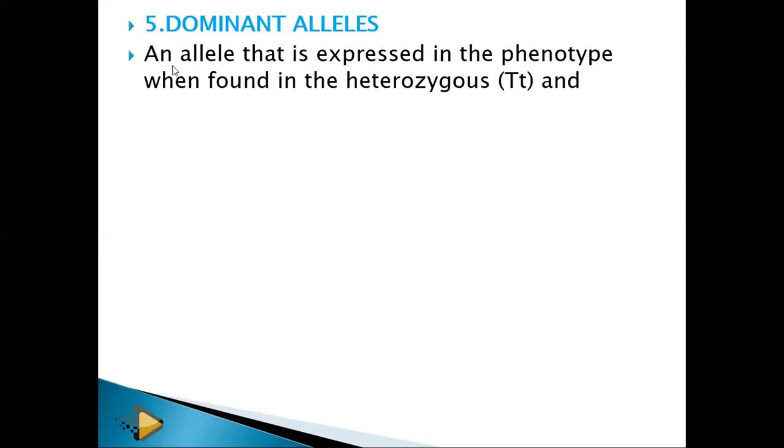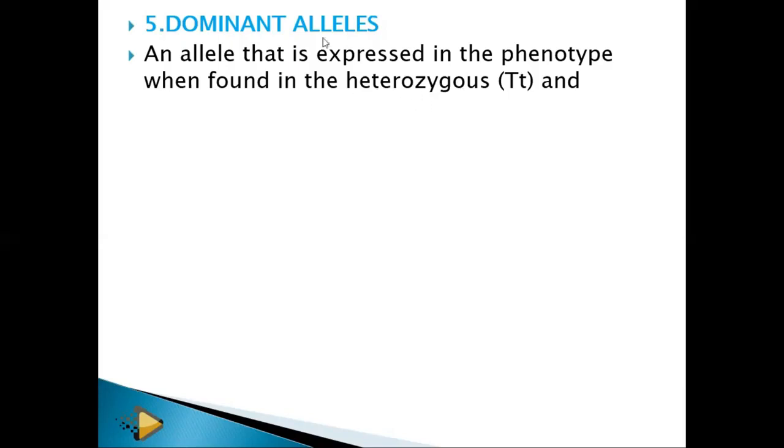Then we talk about a dominant allele. Because you have two forms of alleles, one can be dominant, another can be recessive. Both of them can be dominant, or both of them can be recessive. When we talk about dominant, it means something which suppresses another thing. So we say that it is an allele that is expressed in the phenotype when found in a heterozygous state.